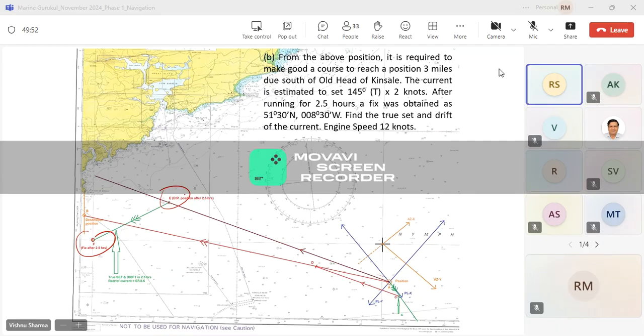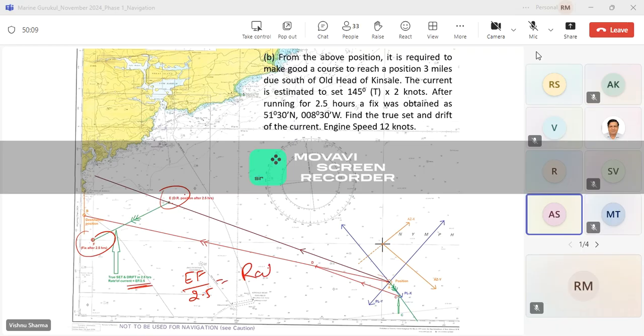Sir, in the same case, if they ask the rate, then I have to convert it to 1 hour, correct? Rate is written here. The rate is the distance EF, the drift, divided by 2.5. That will be the rate of the current, per hour. If the question said to give it for 1 hour, then we do EF by 2.5. Actually, he has used the word drift.